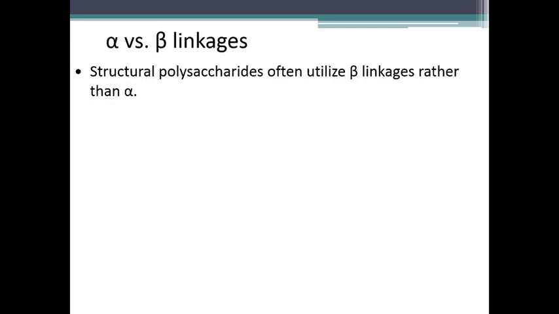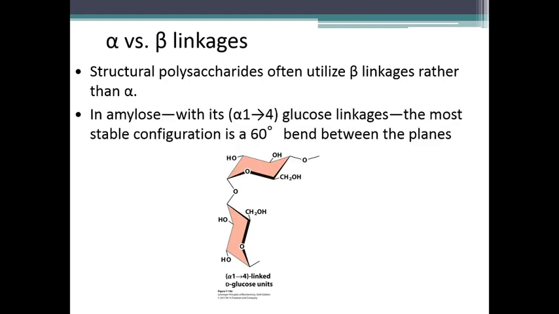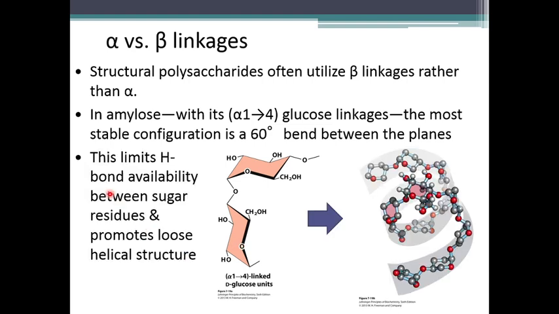When do we see alpha versus beta linkages form? Structural polysaccharides often utilize beta linkages rather than alpha. Please remember this. In amylose, for example, with its 1,4-glucose linkages, the most stable configuration is a 60-degree bend between the planes, as shown here. This limits the hydrogen bonding availability between sugar residues and thus promotes a loose alpha helical structure like this.